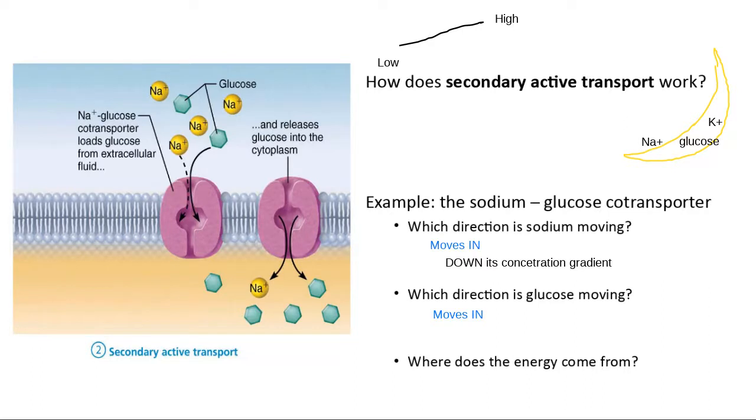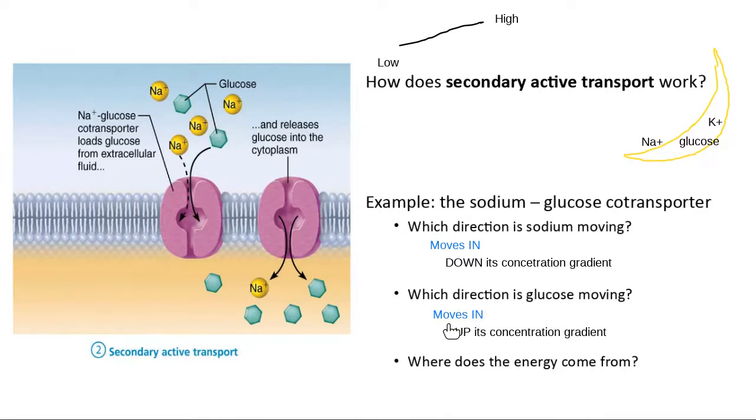Yeah, a couple of us are chiming in here. Glucose is going up its concentration gradient. Glucose is going up because I've got a whole bunch of it inside. I already have a lot inside. I don't have as much outside. So I'm going from low to high. I need energy to get glucose into the cell because glucose is going uphill. Glucose is going from where there's not a lot to where there's already a bunch. That's going to take energy.